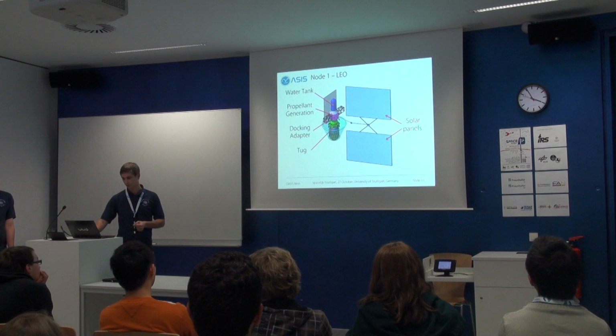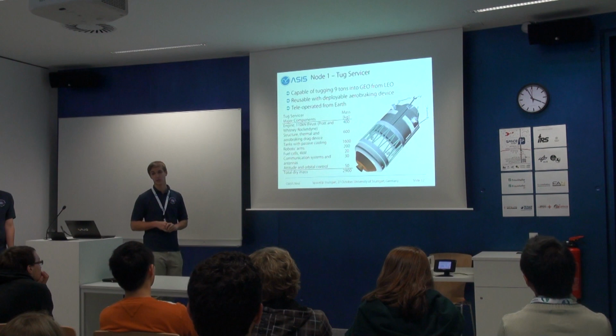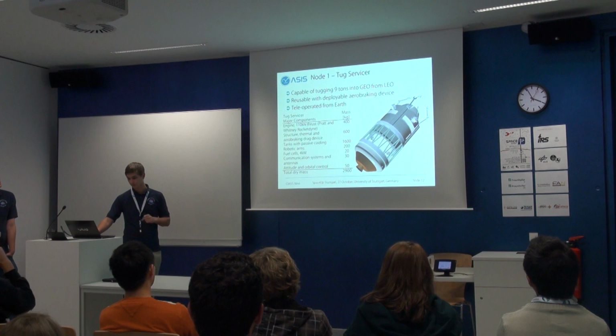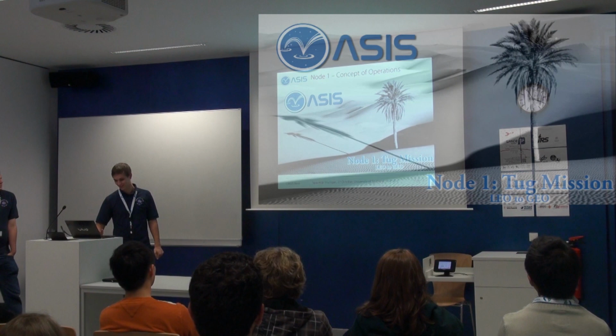Alright, so the tug servicer itself is capable of tugging 9 tons into GEO from low orbit. It is reusable with a deployable air braking device, and it's going to be teleoperated from Earth. So here you can also see a mass breakdown, which is part of the feasibility study. Alright, now we're going to show you a short video again, about the concept of operations.